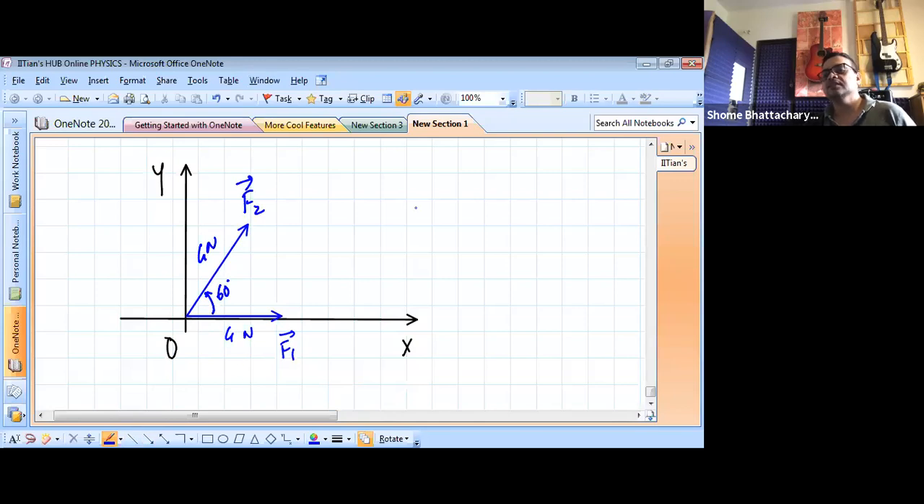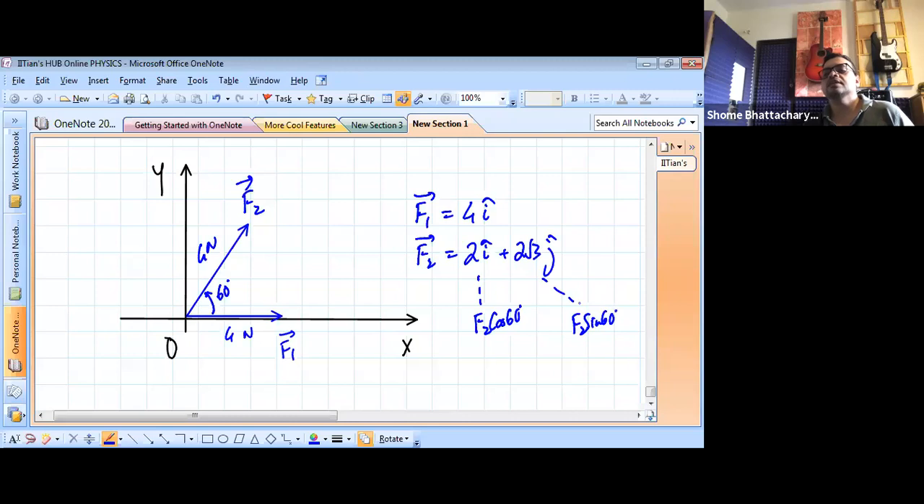So if I take like this anyway, then F1 will be written as 4 i cap. But what about F2? It will be written as 4 cos 60, so that is 2 i cap, plus 4 sin 60 j cap, so that is 2 root 3 j cap. Because this one will have an x component of F2 cos 60. This one will have a y component of F2 sin 60. Okay, so these are the forces.